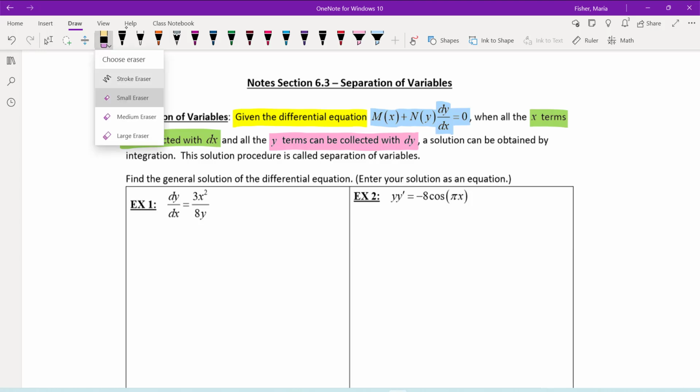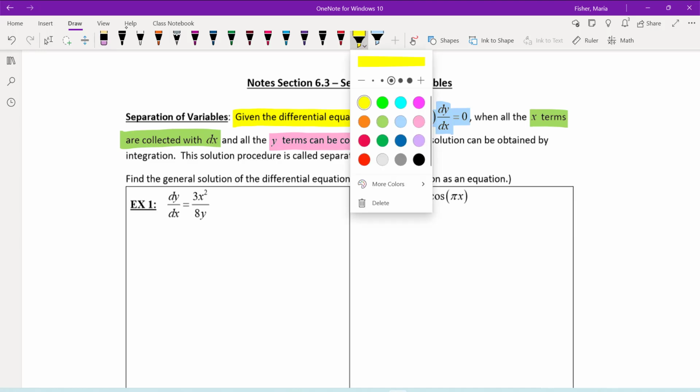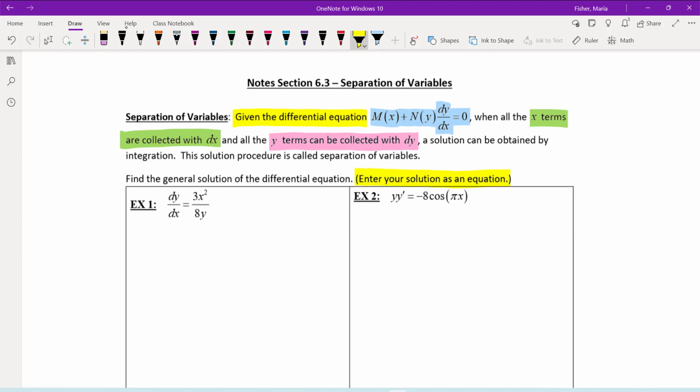So it just has us putting all our x's together on the same side of the equal sign with the dx in the numerator, all the y's on the same side of the equal sign with the dy in the numerator, and integrating both sides of the equation. We want to find the general solution of the differential equation, and then we are told enter your solution as an equation. In WebAssign, you are going to be asked to enter your solution as an equation, which means you're just going to make sure that you write that equal sign there. It's not asking us to solve for y or any variable in particular.